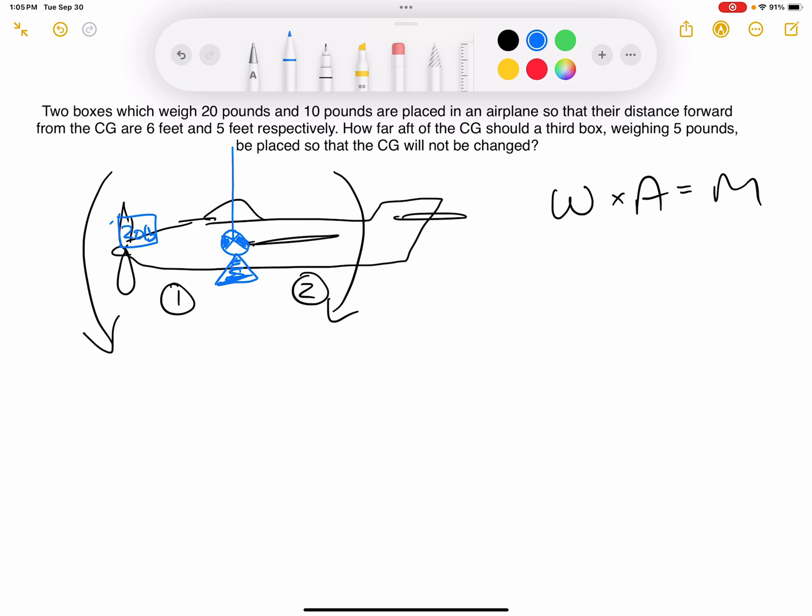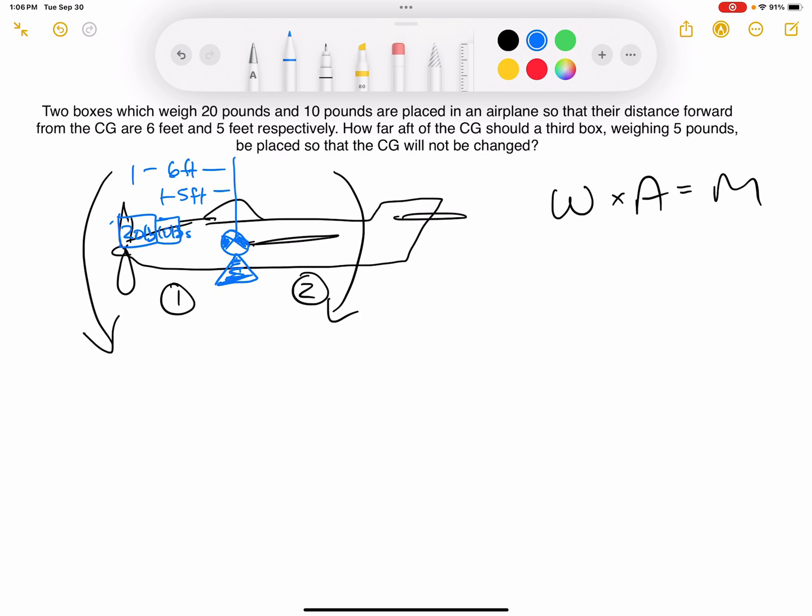That would be the center of gravity. And in our case, we can use it similar to the fulcrum. So we've added a box here, and this box is located at 6 feet from our center of gravity. So we've added a second box, which is 10 pounds, and this box is at 5 feet from our center of gravity.